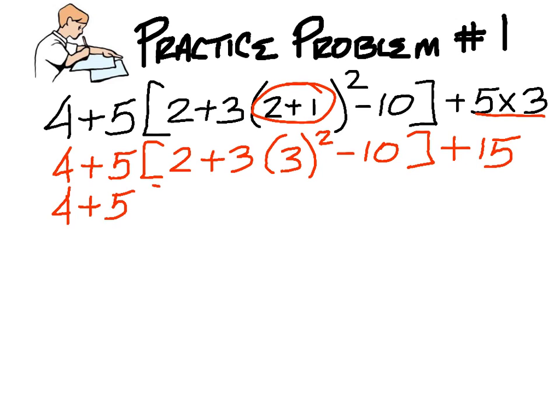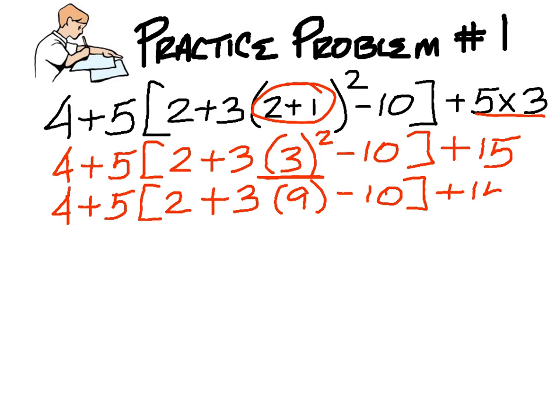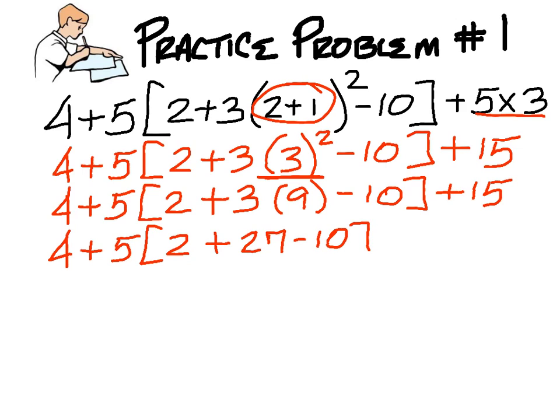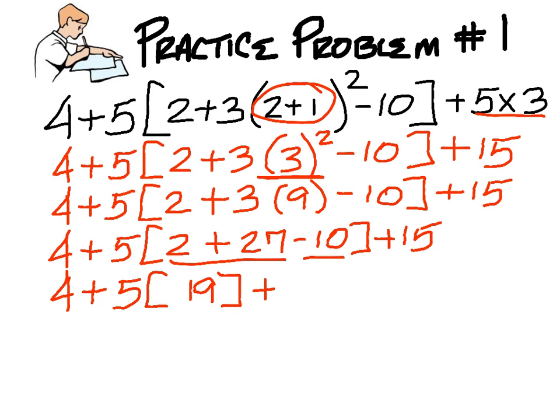Back inside the brackets, we'll do 3 squared here. 3 squared is 3 times 3. 3 times itself. That would be 9. Everything else is the same. Back inside the brackets, you're going to need 3 times 9, which is 27. Everything else the same. Back to the brackets, 2 plus 27 is 29, minus 10 is 19.